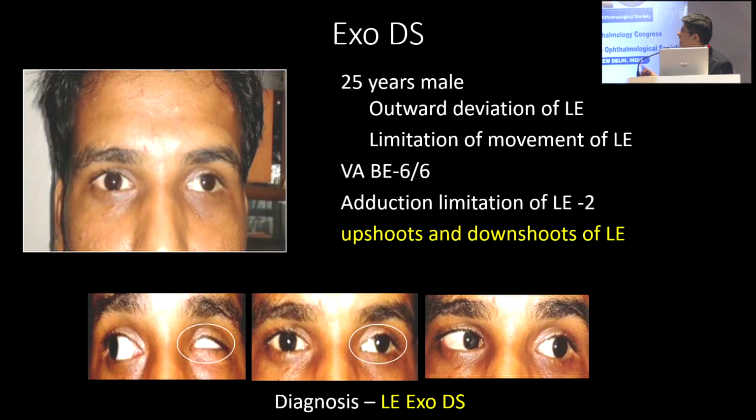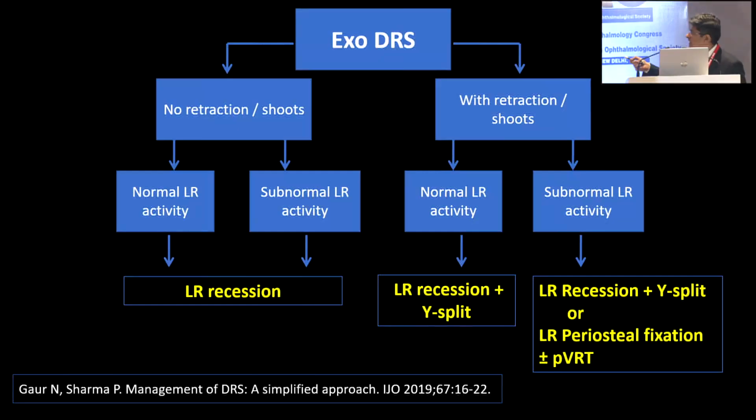EXO-Duane's is now a completely different management problem, because sometimes they can be really disfiguring. So here you can see the EXO-Duane's, and the contraction is so severe the eye has actually disappeared. Now, what are our options in EXO-Duane's? If there is no retraction or shoots, and normal or subnormal LR activity, you can get away with just an LR recession. If you have shoots, you need to weaken it even further.